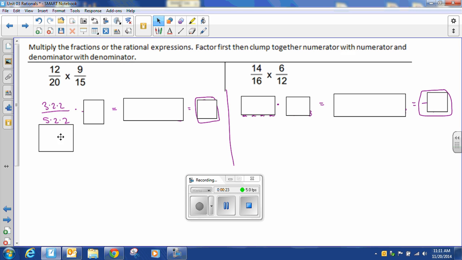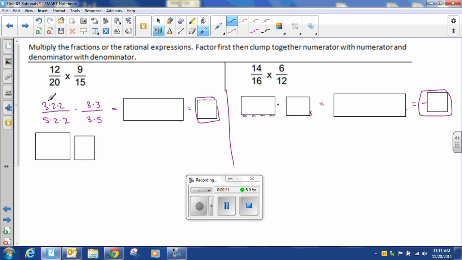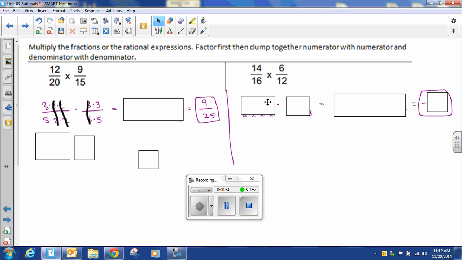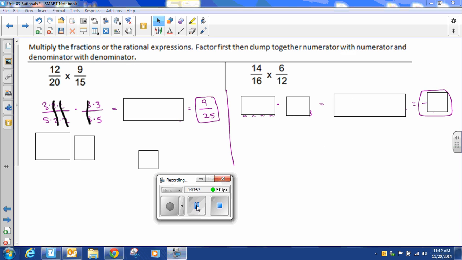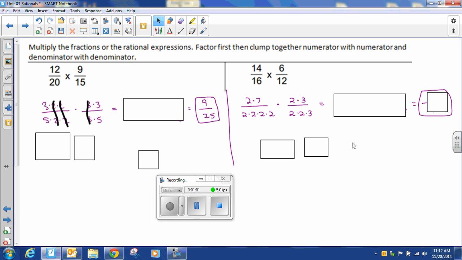20 can be factored out to 5 times 2 times 2, and 9/15ths gets broken down to 3 times 3 over 3 times 5. All right, the next step is basically to divide or cancel common factors that are in the numerator and denominator. So here 2 divides 2 out, 2 divides 2 out, and 3 over 3 cancels out. So what we're left with is 3 times 3 is 9, and 5 times 5 is 25. Why don't you try this one? Okay, as you can see, the result is 7/16.